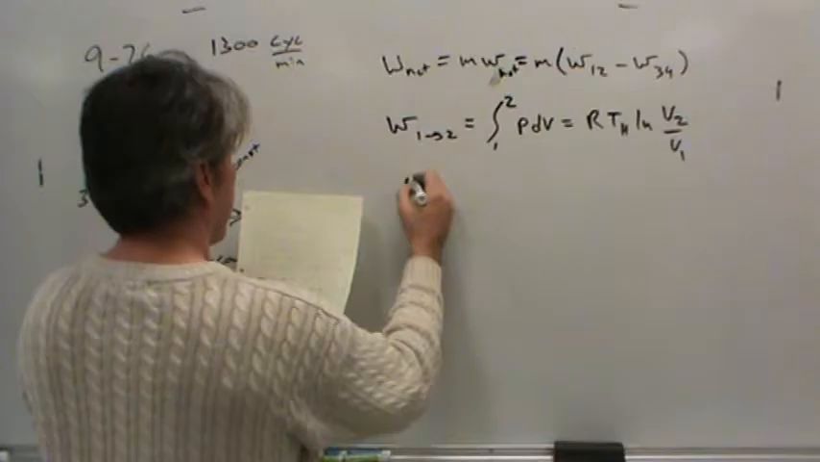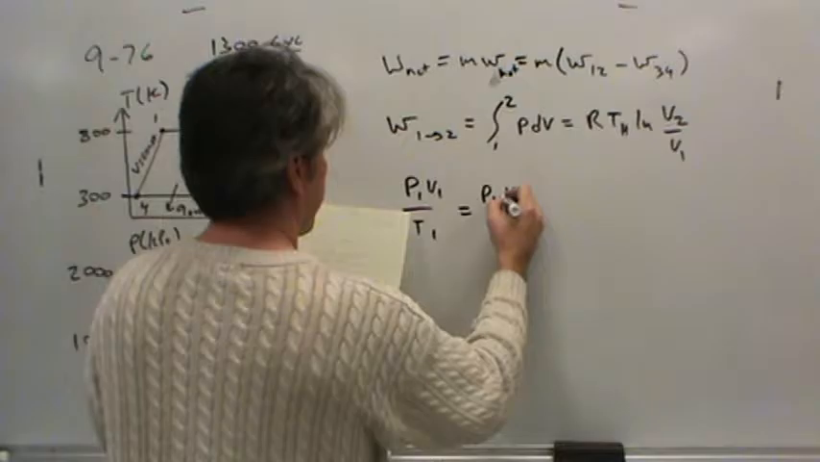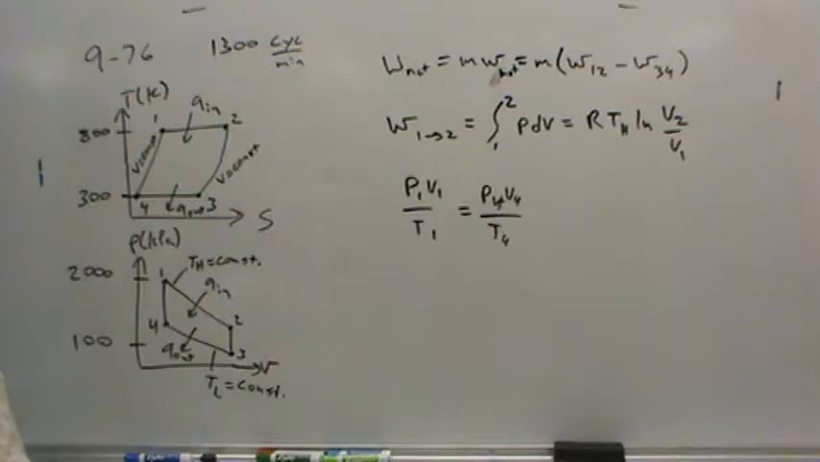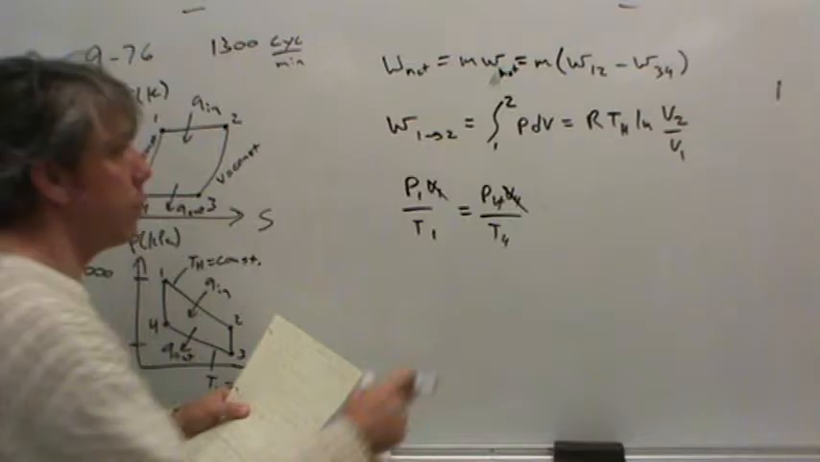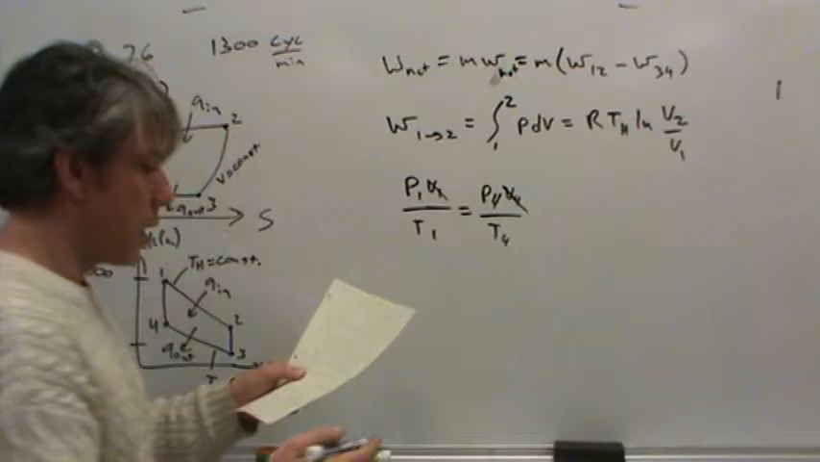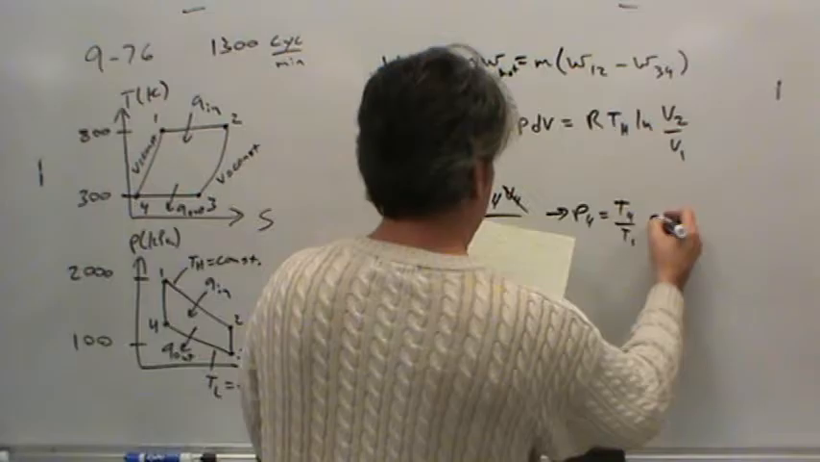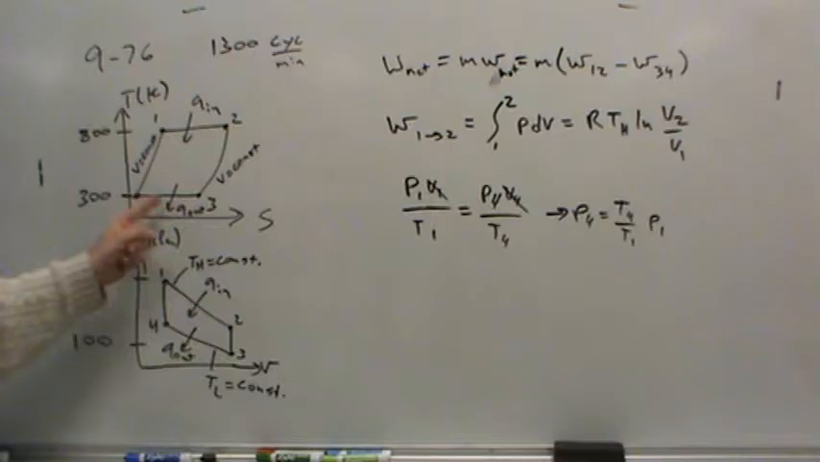Now, we can also relate state 1 to state 4 as follows. P1 V1 over T1 equals P4 V4 over T4. Why? Because the amount of mass in the system is not changing. Okay? So we can relate those. And since V4 and V1 are equal to each other, they would cross off. And what we learn from this is that P4 equals T4 over T1 times P1. Notice we have T4. In fact, we have all the temperatures.